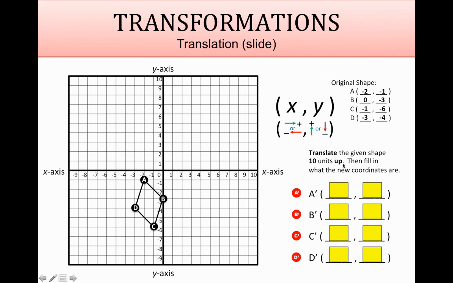All right, 10 units up. So again, here's the original shape. Here's the original shape's coordinates. Remember, this is how you're getting to a point from the origin. So starting with A, just doing things in alphabetical order, you're going to move A 10 units up. So that's where A prime is going to be.